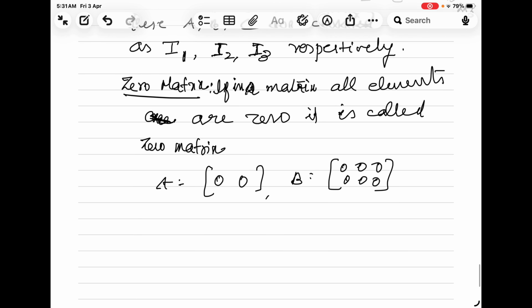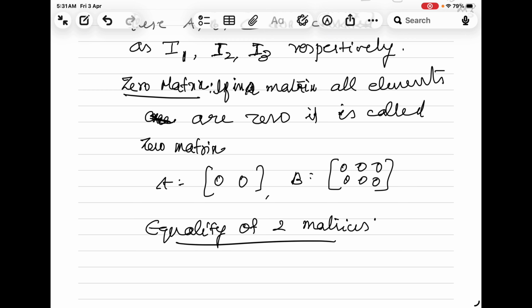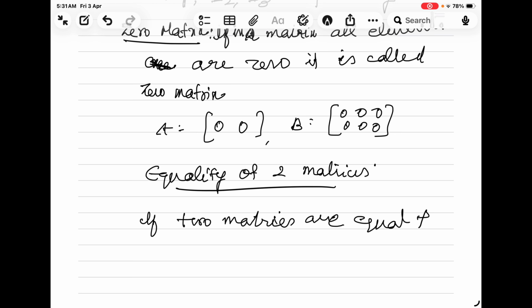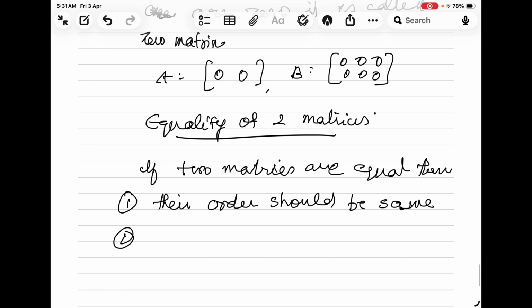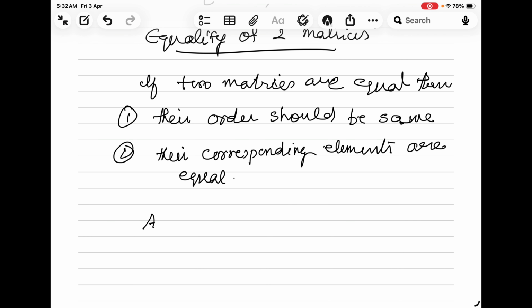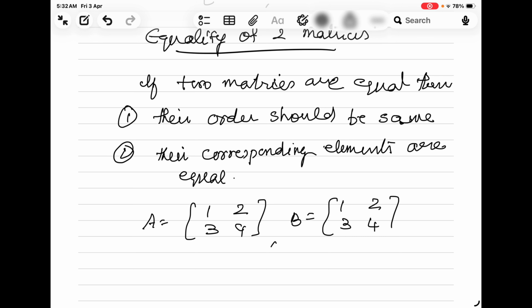The equality of matrices. If two matrices are equal, then 1. Their order should be same. 2. Their corresponding elements are equal. Example, A equal to matrix 1 2 3 4, B equal to 1 2 3 4. Then A equal to B. Order 2 by 2. Here 2 by 2.